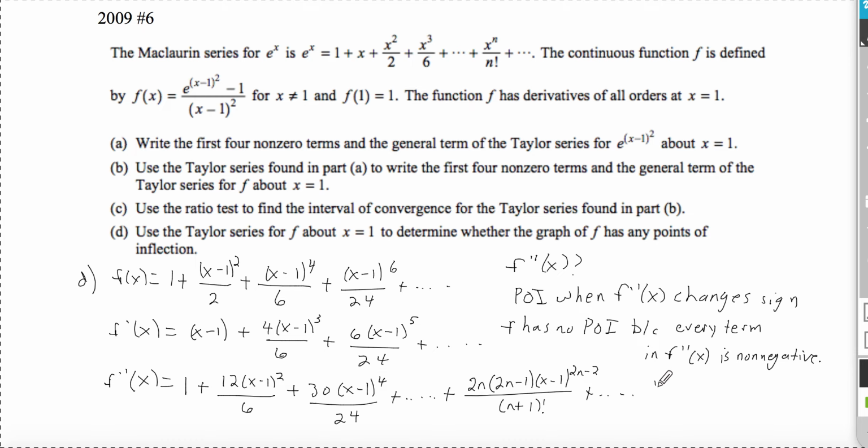What does that mean? That means the second derivative of f is going to be greater than or equal to 0 for all x. Doesn't matter what x value you put in. And there we go. F has no points of inflection because every term in f double prime is non-negative. That means f double prime is greater than or equal to 0 for all x.